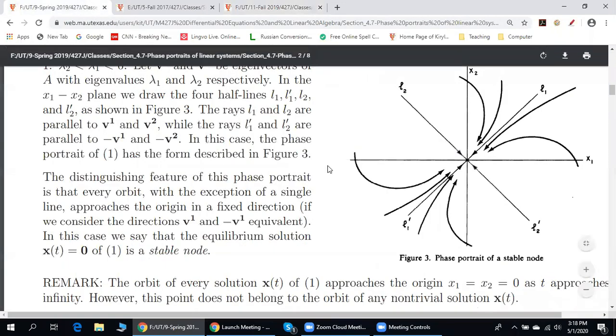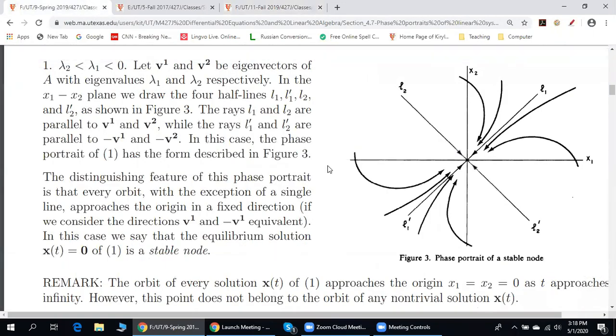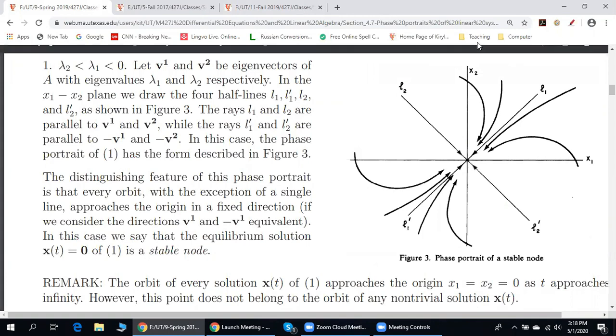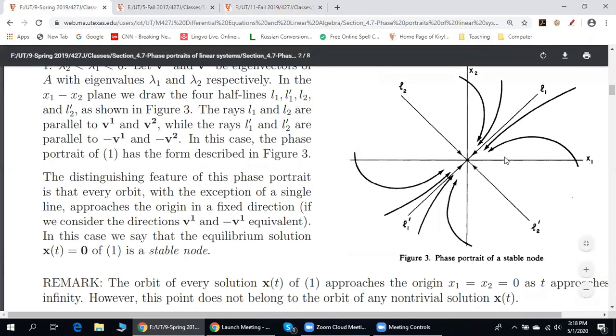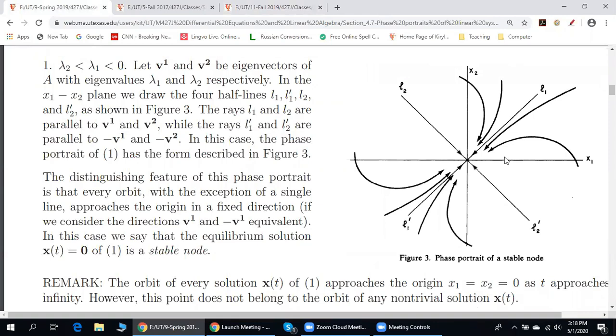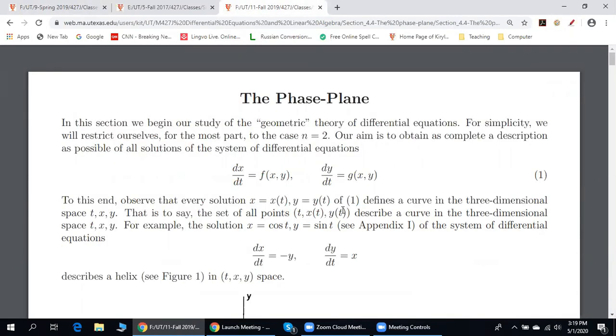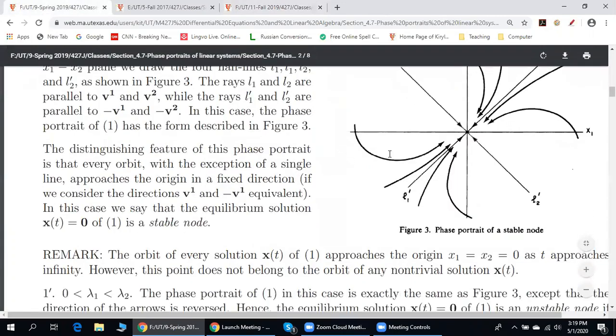Now, phase plane is the collection of all orbits. So these curves are projections of three-dimensional curves on the x1, x2 plane. Does this answer your question? Yeah, thank you. Other questions? Yeah, so you said that the phase portrait is a collection of all orbits. Yes. So how do you get more than one orbit if in this case we only have one?